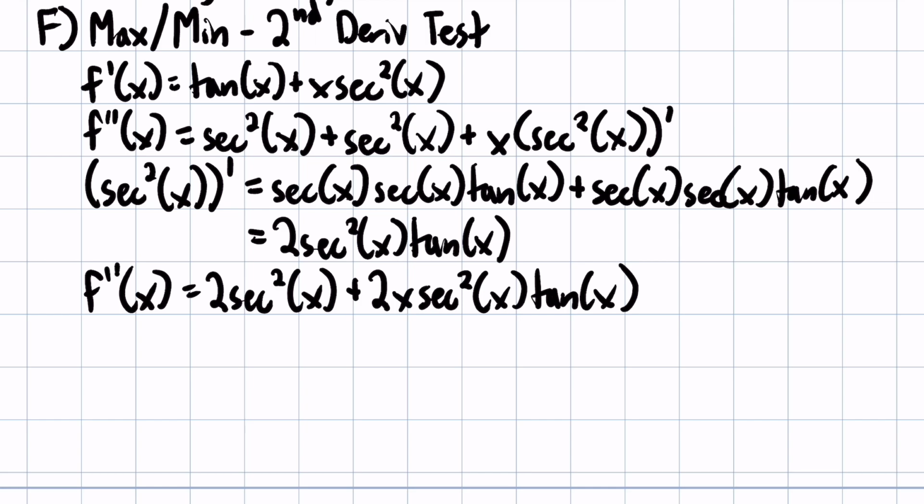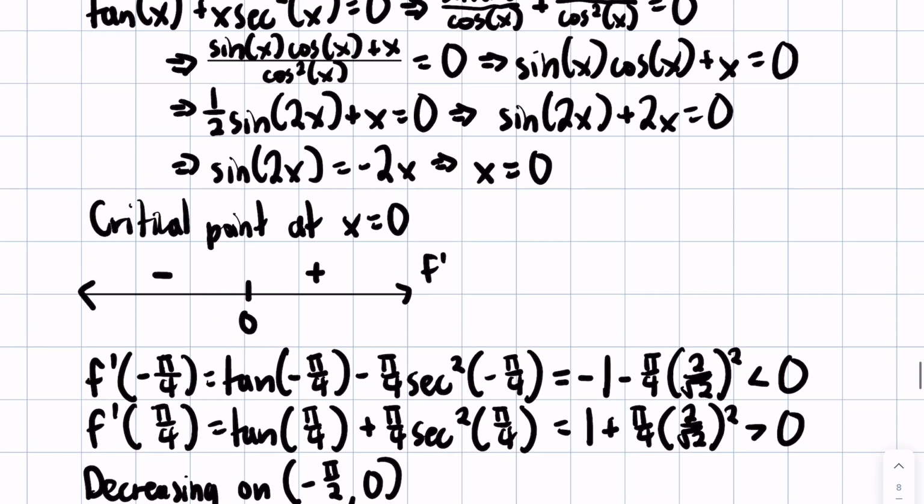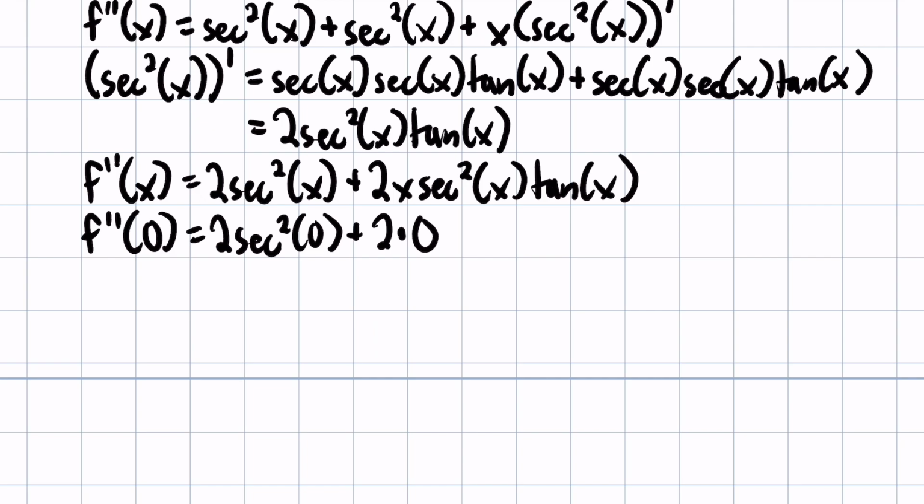Now, for the second derivative test, all we have to do is plug in any critical points. Now, we found up here that our only critical point is at x equals 0. So I'm going to plug in 0. F double prime of 0 is going to be 2 secant squared of 0 plus 2 times 0. Okay, so the rest doesn't matter, right? That just goes away. Secant squared of 0, well, cosine of 0 is 1. So 1 over 1 squared is 1. So this just becomes 2 times 1, which is 2.